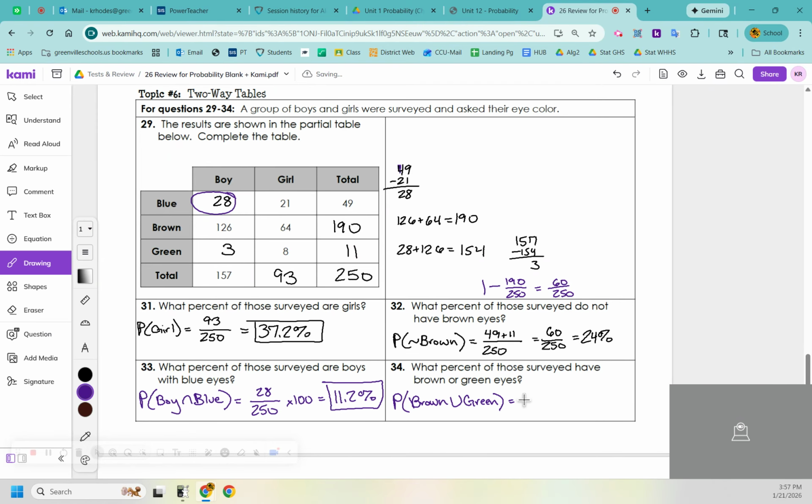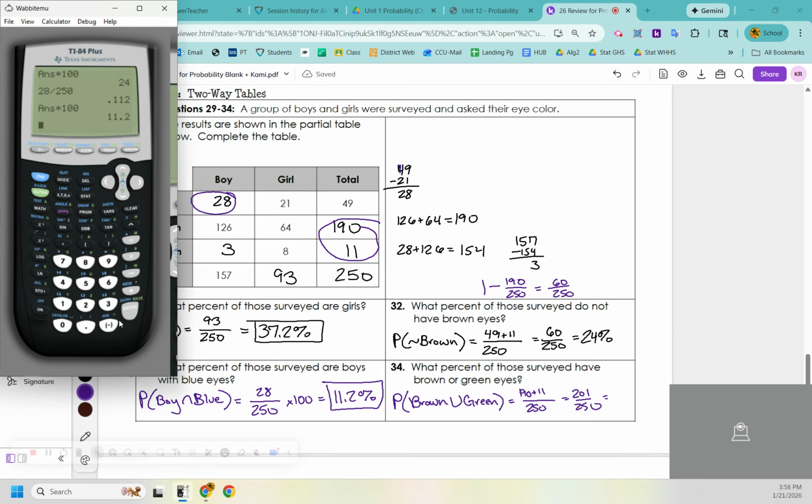Brown or green, so we're combining them. So we're going to need to combine these two. 190 plus 11 out of the total of 250, so that'd be 201 out of 250. Times that by 100. 80.4%.